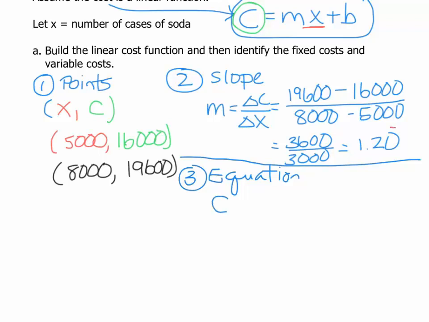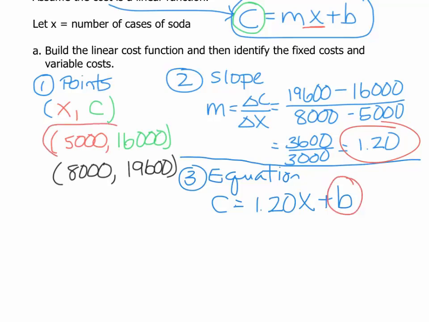I currently know that that slope is 1.20, so I can put that into my formula here, 1.20x plus b, and then what I need to do is take one of my points here and plug it into my equation so I can solve for that value of b. So I'm going to use this point right here. The first value, that 5,000, that's my x, and the 16,000, that's my c. So I'm going to substitute the 5,000 for x and the 16,000 for my c.